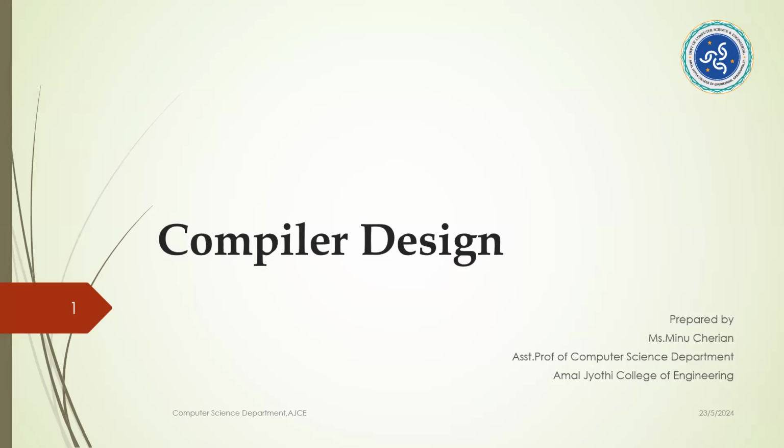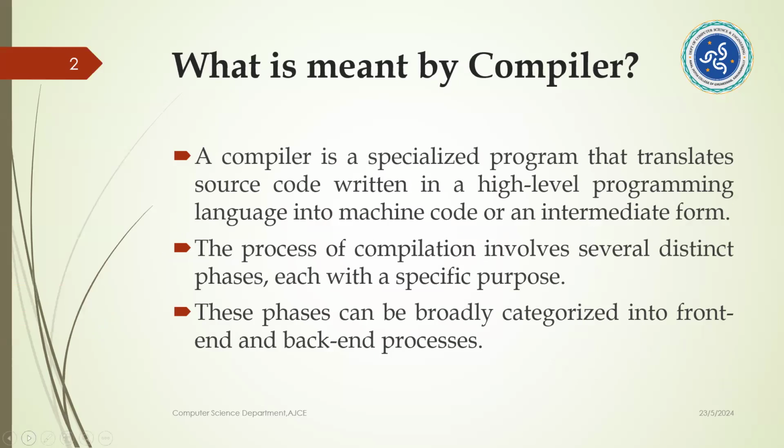What is meant by a compiler? A compiler is a specialized program that translates source code written in a high-level programming language into machine code or intermediate form.